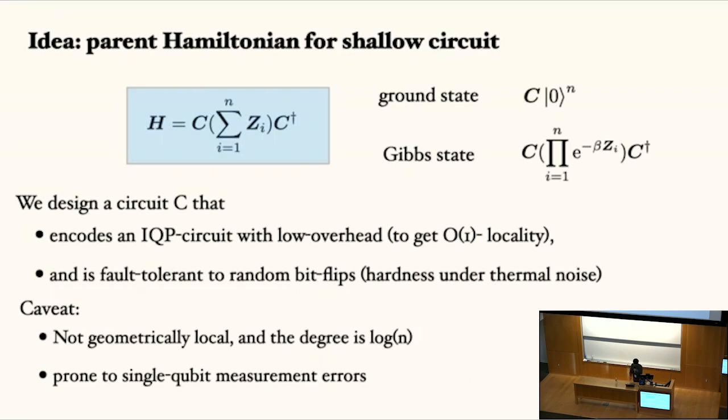The interesting thing is that you want a circuit with the following properties. You want the circuit to encode an IQP circuit with very low overhead, and this is important to get the locality to be order 1. But at the same time, you want it to be fault tolerant to random bit flip errors, so that it can protect against the thermal fluctuations from the Gibbs state. In some sense, none of these ideas are entirely new, but when you put them together in the right place, it gives you an interesting result.